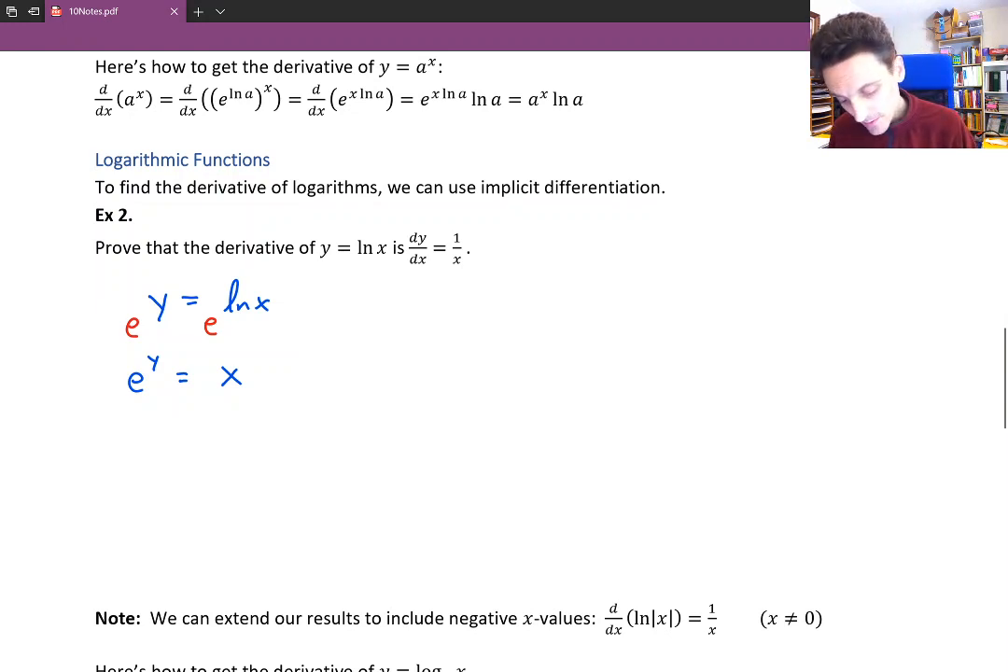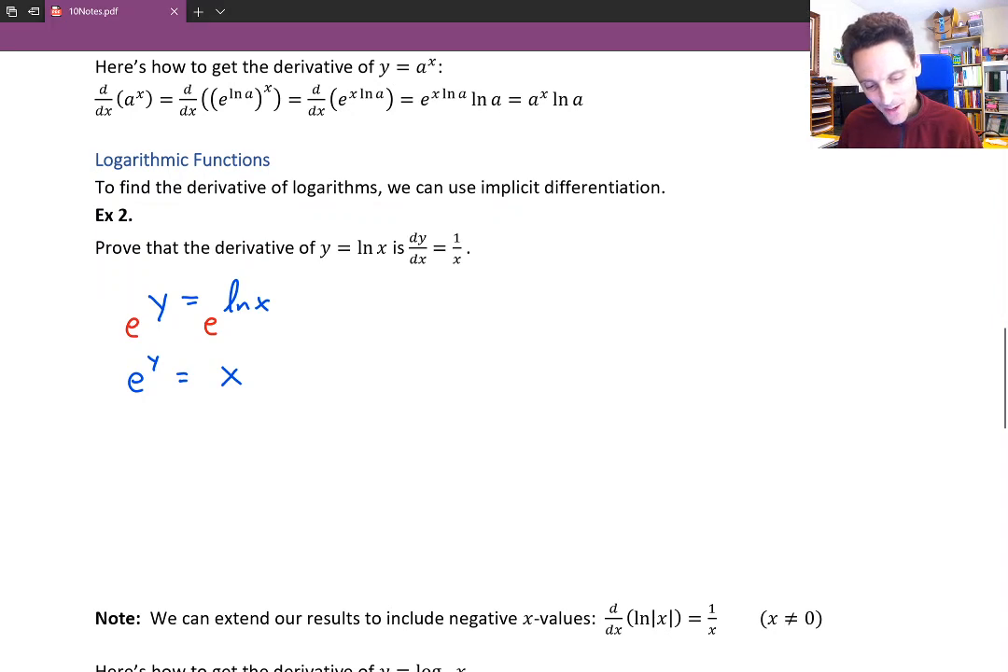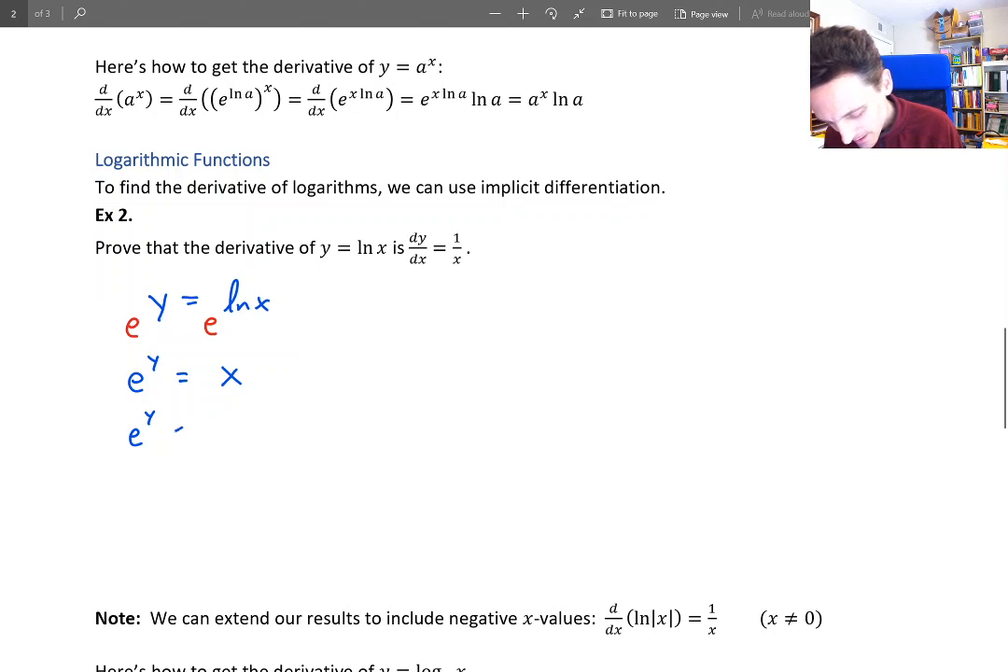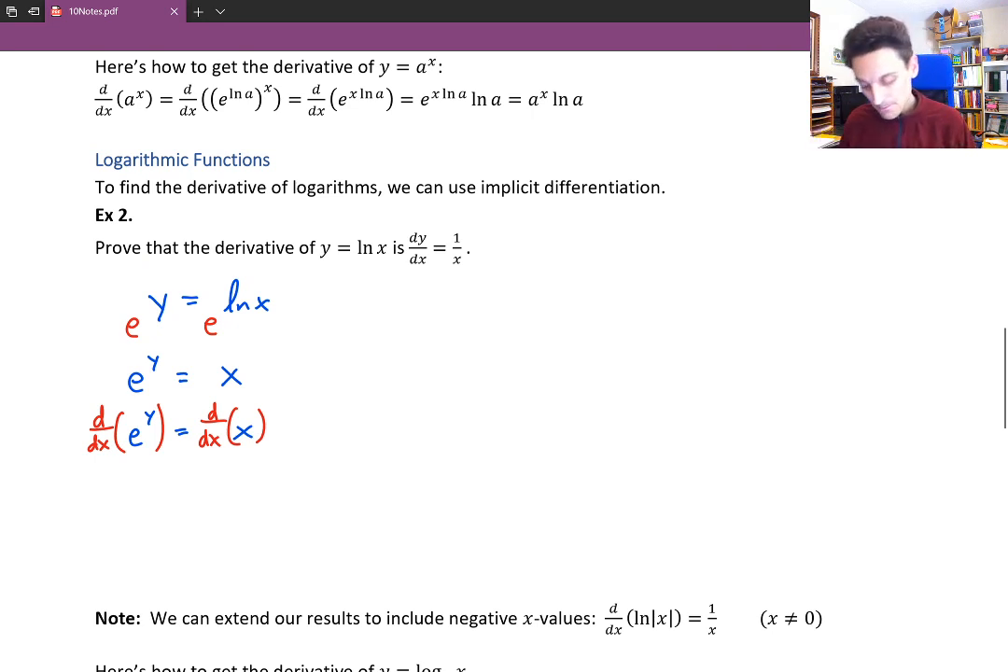So we're going to take the derivative of both sides with respect to x. Let's just take that in a separate step. So we have e to the y equals x, and we'll write the derivative with respect to x on both sides, just to show in a separate step that we're taking the derivative of both sides with respect to x. Now we're going to have to use implicit differentiation because the variable x here is different from the variable y here. So this is going to involve a chain rule.